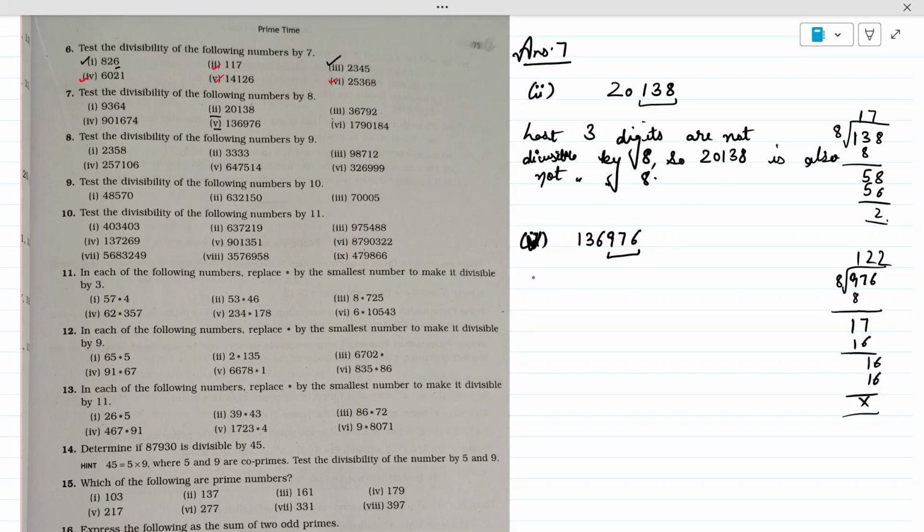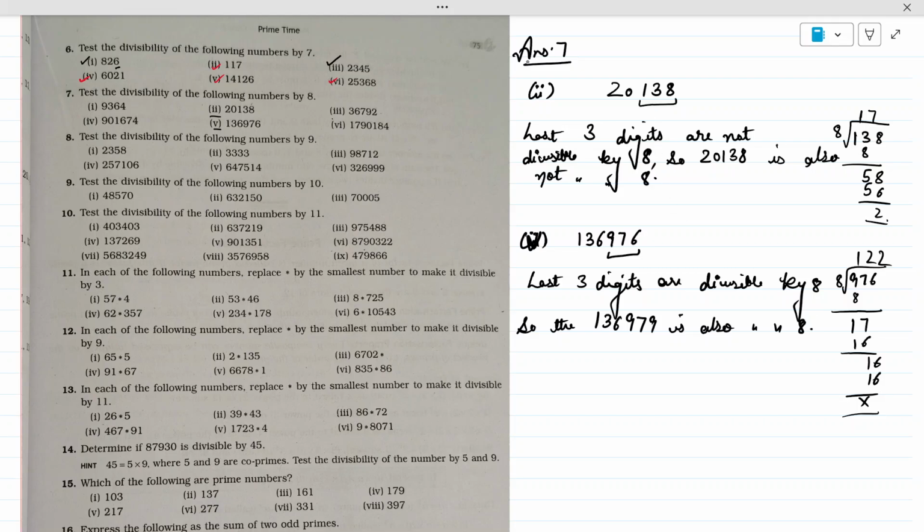So again, I'm writing here: last three digits are divisible by 8. So the number 136976 is also divisible by 8.